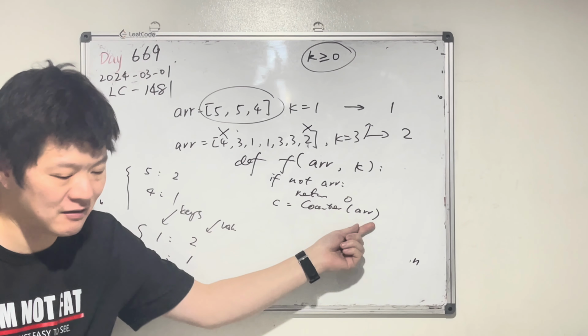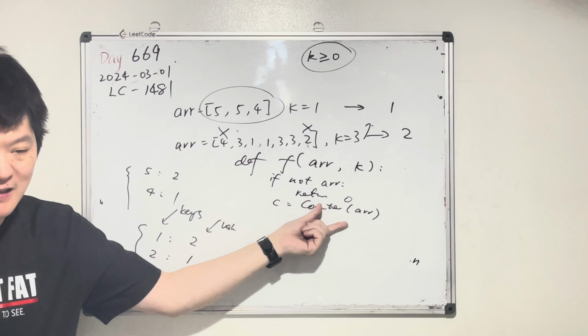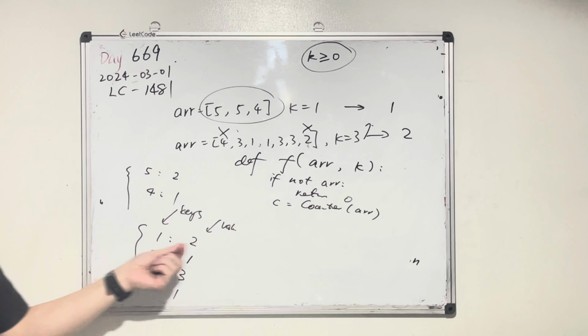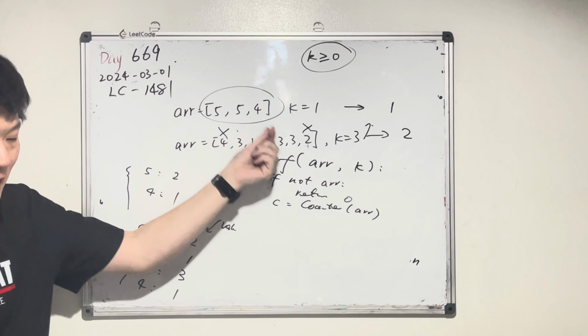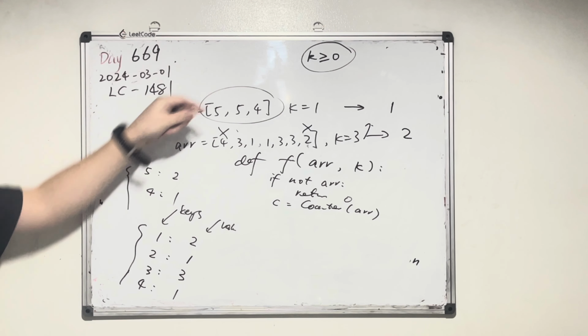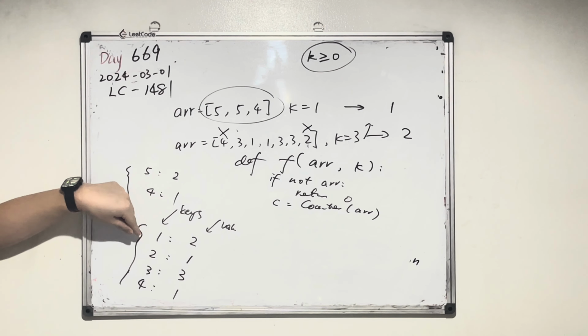We can use this counter, which is a very handy utility to count, to iterate over the elements in the array, and then to count how many times each element appears. Obviously, we can do this.